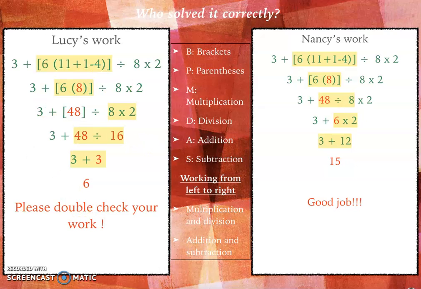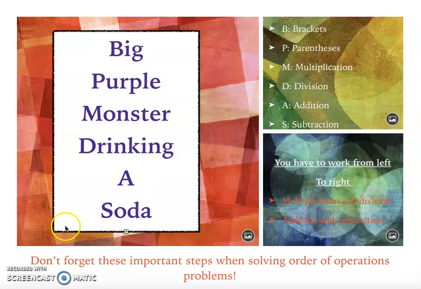Alrighty, guys. So last but not least, I don't want you to forget these important steps when solving order of operation problems or simplifying expressions. It's the same thing, okay? Don't get confused or scared when you see a problem that says simplify this expression. All you're doing is solving it. You can remember it by big purple monster drinking a soda. The B represents the brackets, the P represents parentheses, the M represents multiplication, the D represents division, A represents addition, and S represents subtraction.